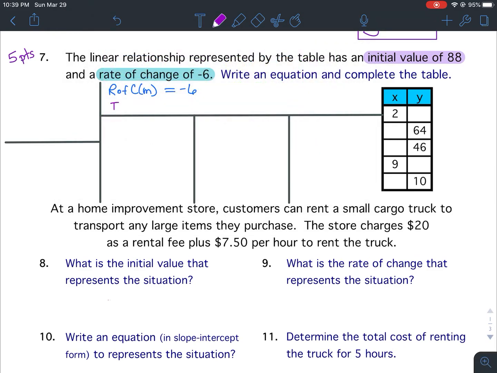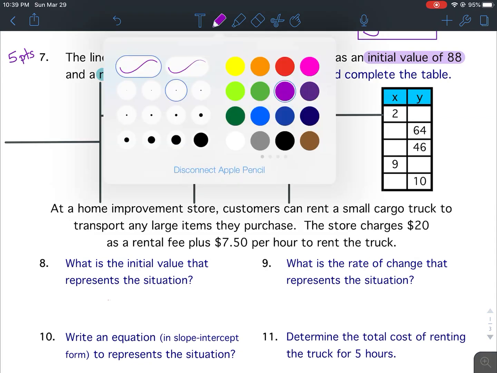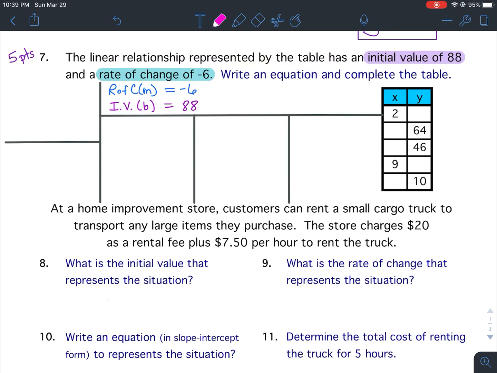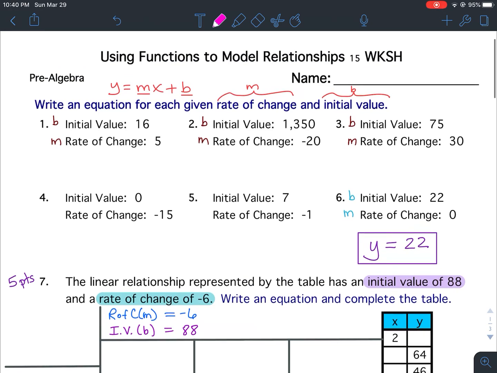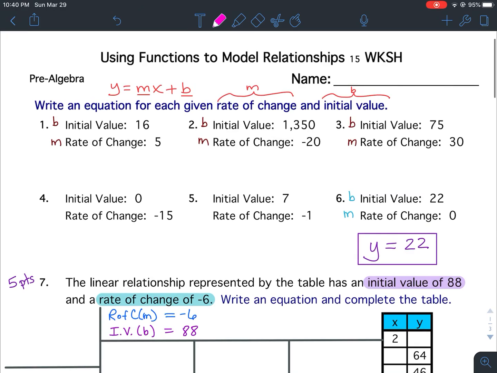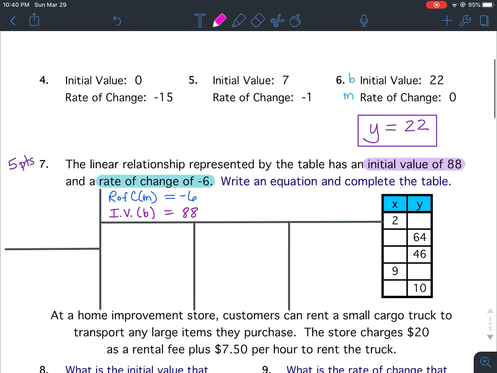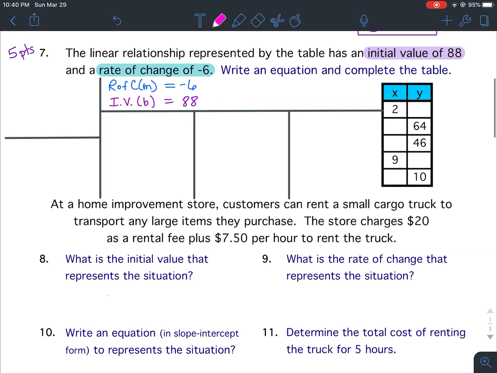The rate of change, which is your slope, is -6. The initial value, which is your y-intercept, is 88. So remember, slope goes in front of x, y-intercept goes behind x. We're going to do here exactly what you should have done in 1 through 6. Slope, the m, goes in front of x, and then the y-intercept, the b, goes behind x. So our equation for number 7 is y equals -6x plus 88.